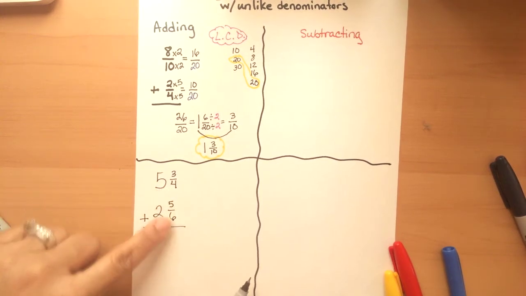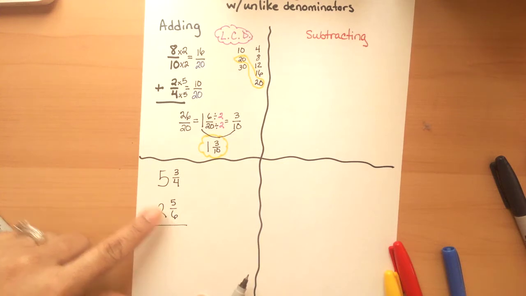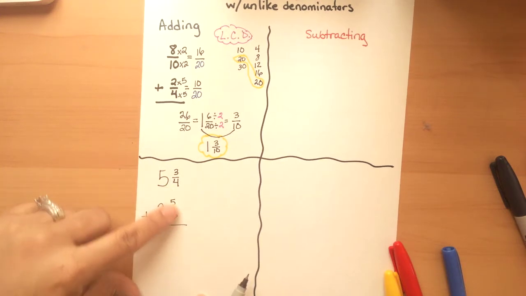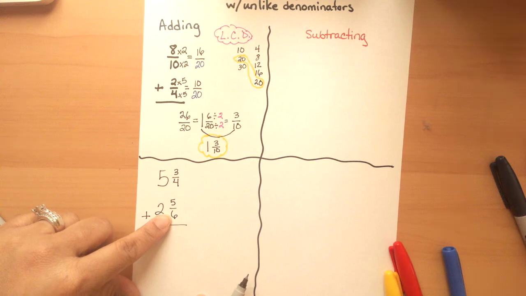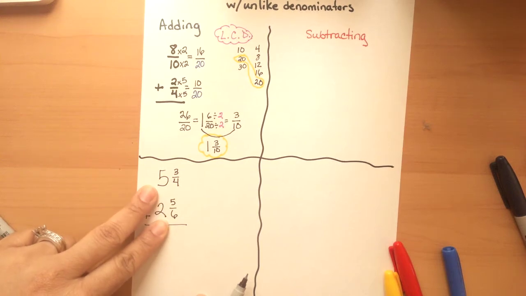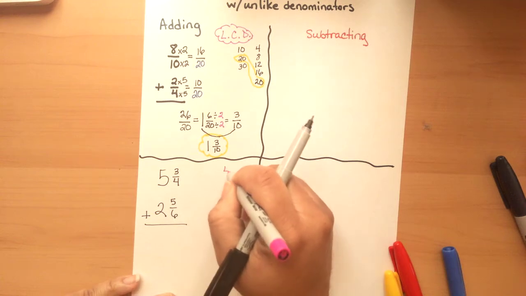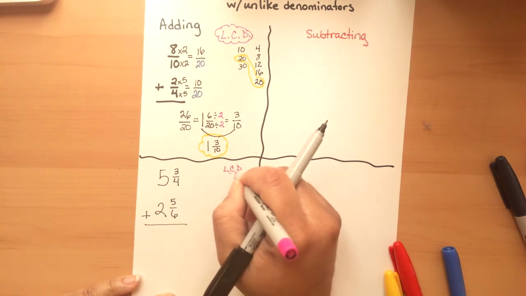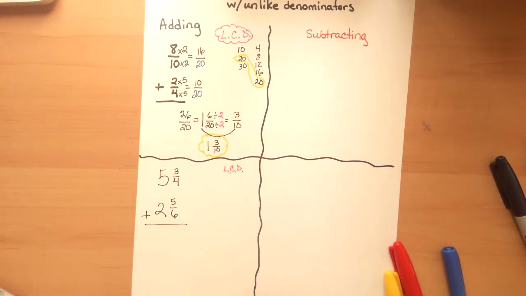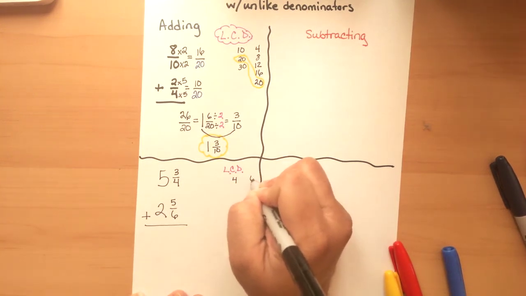Again, I should notice that my denominators are not the same. However, again, I have even numbers and I know that they must share something. I can do the quick strategy of multiplying 4 and 6 to get 24, or remember, we're looking for our LCD. So I'm going to use the multiples of 4 and 6.